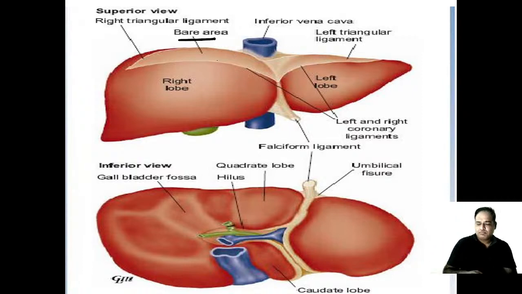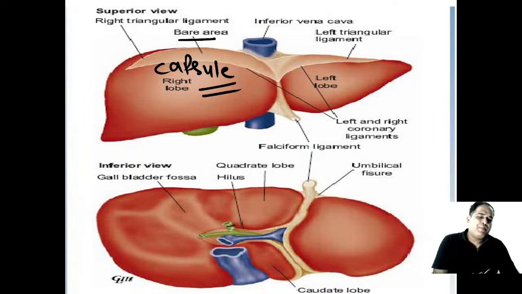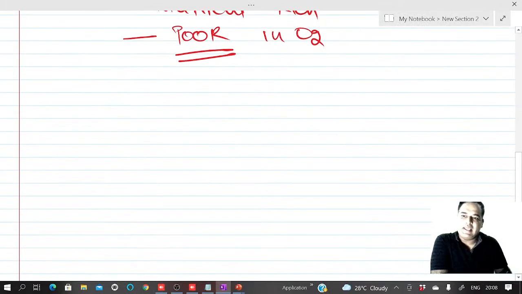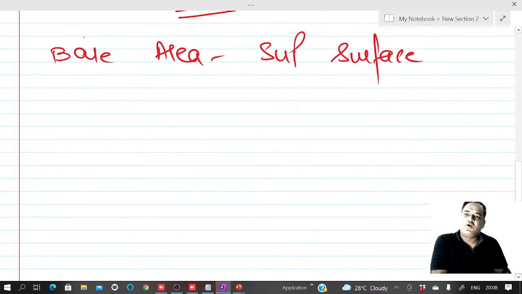Again, what I want to show you here is this area called the bare area. It's not wise to call this bare area because this area is not totally bare. This area still has the capsule of the liver, but it has no peritoneal cover. This bare area is present on the superior surface of the liver.